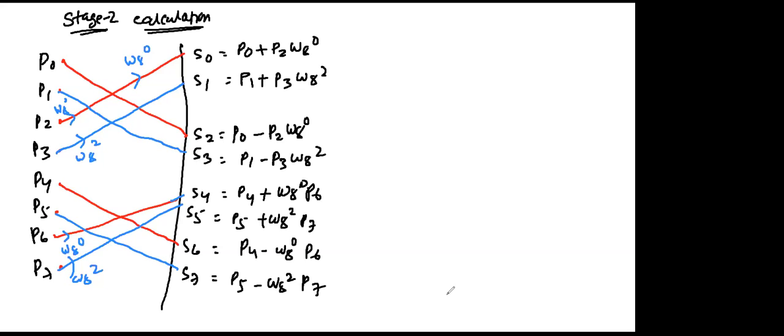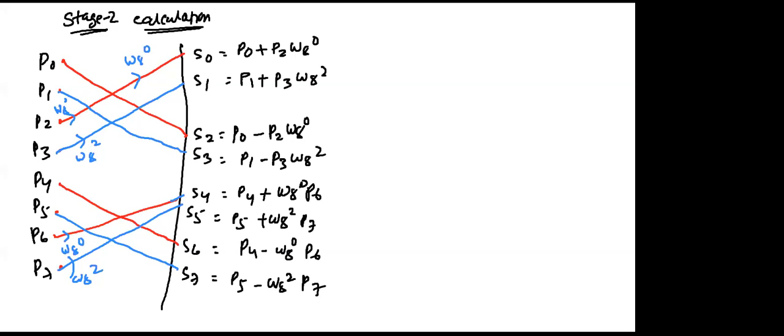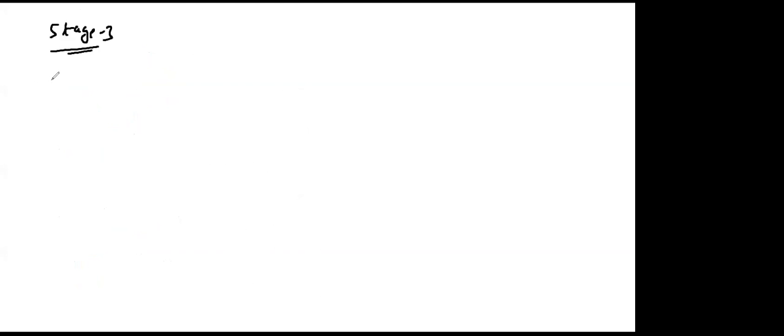Okay, it's 1 minute over. Now can I go to stage 3? Yes, sir. Okay, thank you. Then the final stage, that is your stage 3. Same as before, the stage 2 output means S0 to S7 become the input to stage 3. S0, S1, S2, S3, S4, S5, S6, S7.